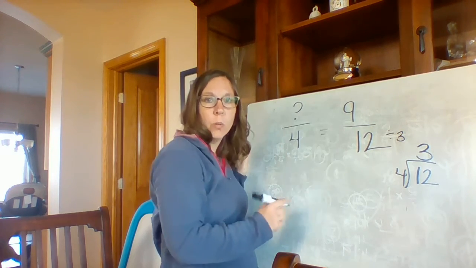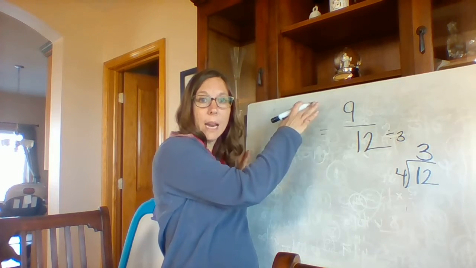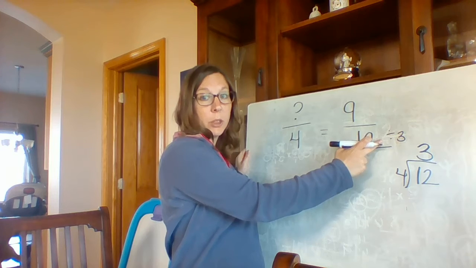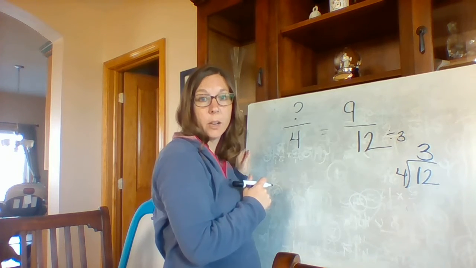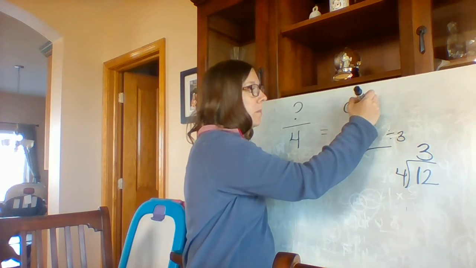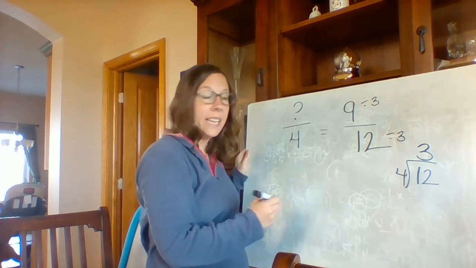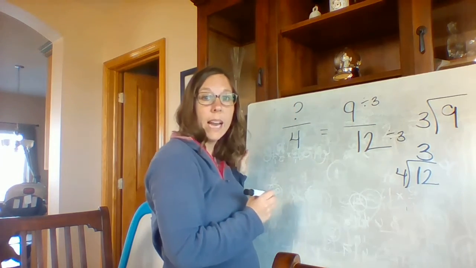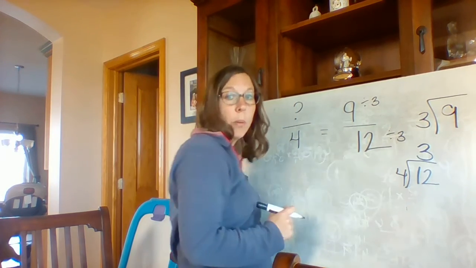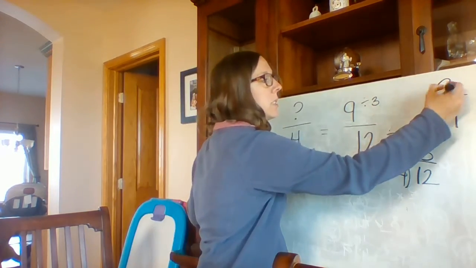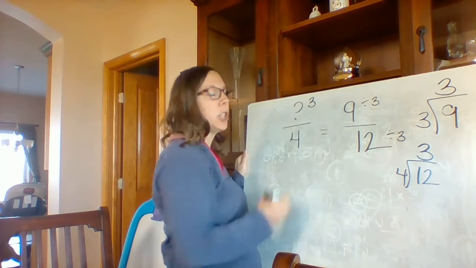For the other number, what do I have to do? Whatever I do to top, I must do to bottom. Whatever I do to bottom, I must do to top. So if I divided by 3 down here, what do I have to do up here? Yeah, I have to divide by 3. So 9 divided by 3, if you don't know, come over here and write it out. How many times does 3 go into 9? Well, 3, 6, 9. Oops, I dropped my marker. 3 times. So this number is 3.